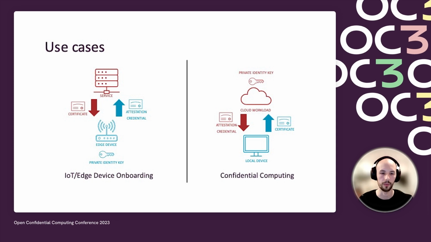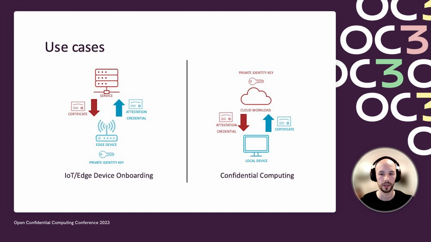So on one hand, we have an edge device trying to onboard to a service. So we have a device that has a pre-provisioned identity key, and we own both the device and the service, and we want to make sure that only our devices can connect to the service. So we assume that the edge device can then go ahead and use that private identity key to sign some attestation credentials that they can use to authenticate to the service.